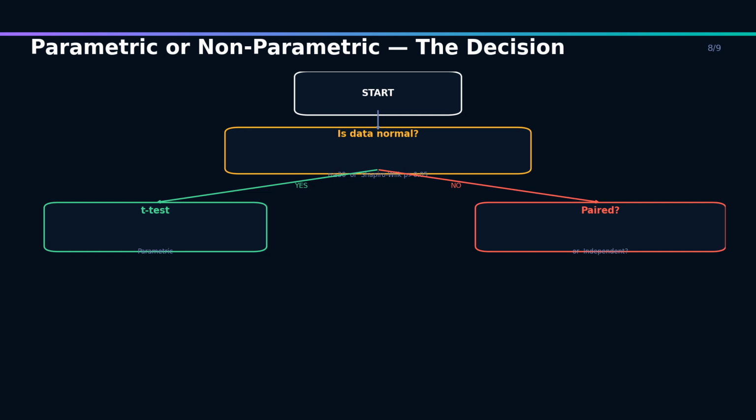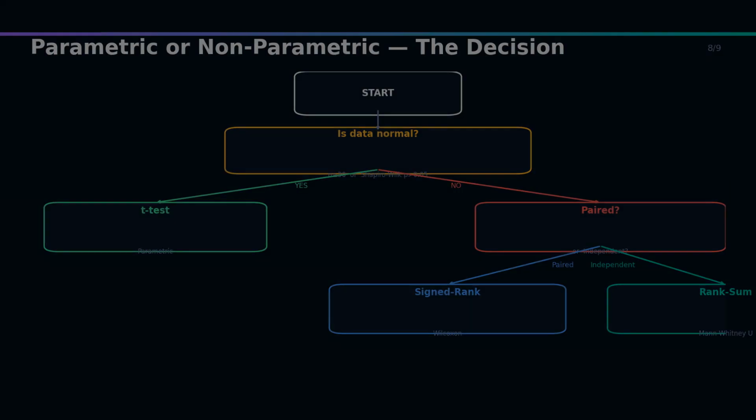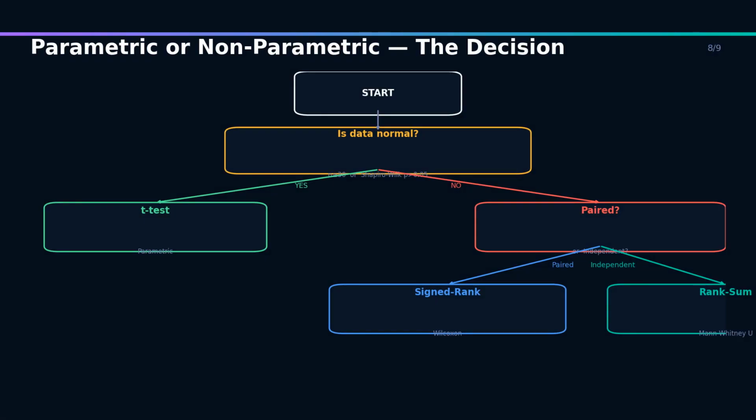How do you decide which test to use? Start with one question. Is your data normally distributed? If you have 30 or more observations, the central limit theorem generally protects you, and a t-test is usually appropriate. If you have fewer than 30 observations, run a Shapiro-Wilk normality test first. It is the most reliable option for small samples. If normality fails, and in reliability engineering it often does, ask one more question.